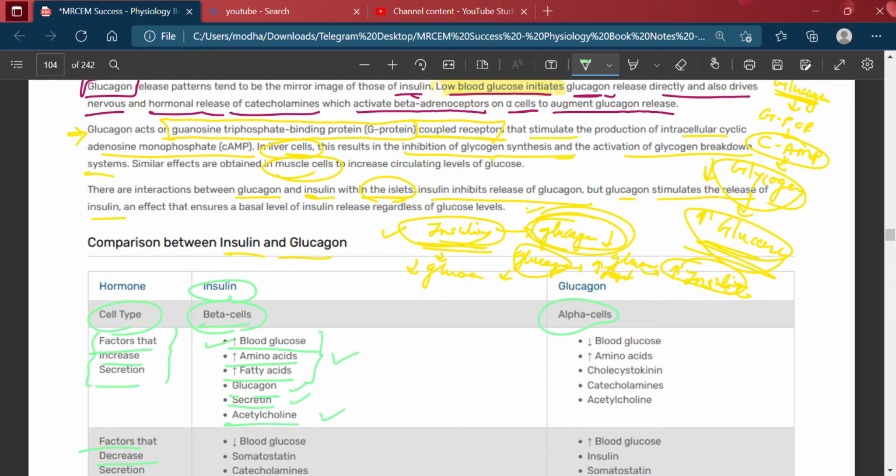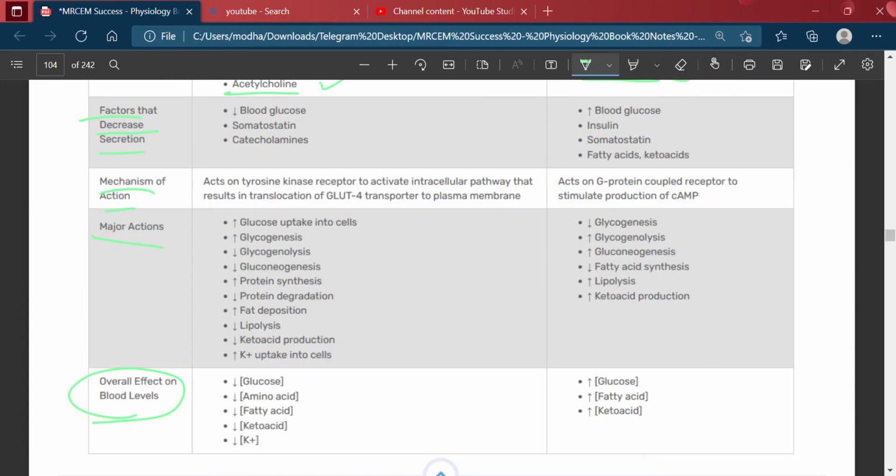Then glucagon, from the alpha cells, is secreted when there is a decrease in blood glucose, an increase in amino acids, and when there are cholecystokinin, catecholamines and acetylcholine. Then the glucagon secretion will be there.